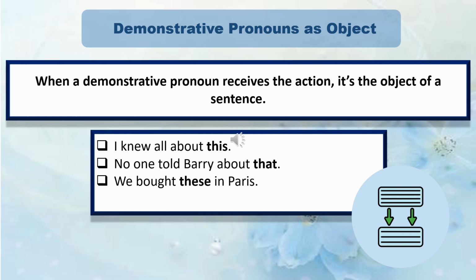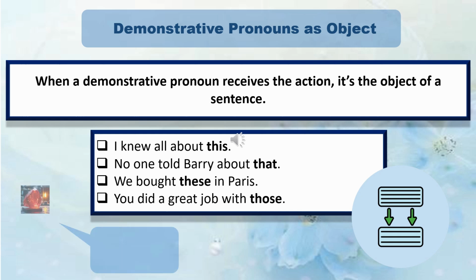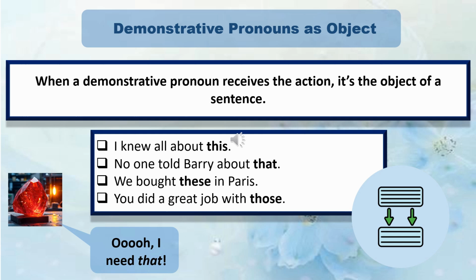We bought these in Paris. These, plural, near, receives the action of "bought." Refers to multiple items acquired nearby. You did a great job with those. Those, plural, far, is the object of "did." Indicates multiple distant items being referenced. Oh, I need that. That, singular, far, is the object of "need." Expresses desire for something not immediately close.